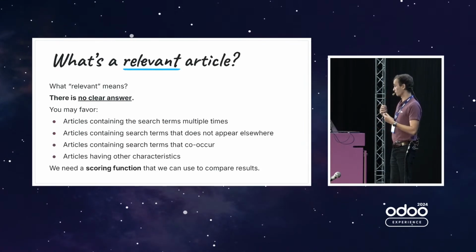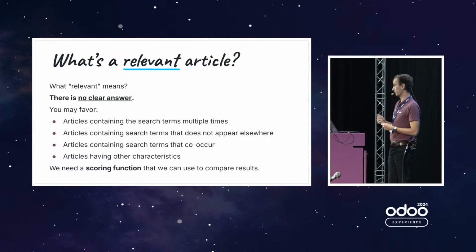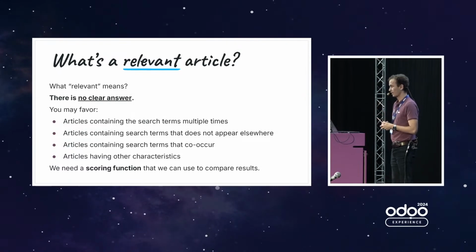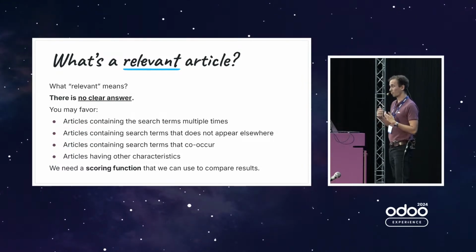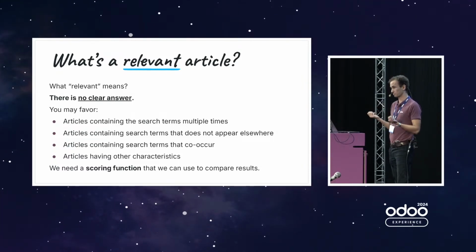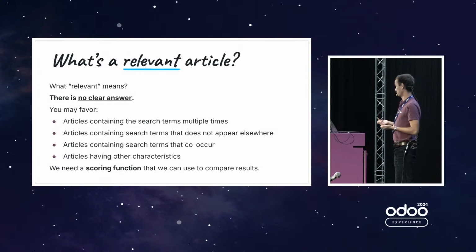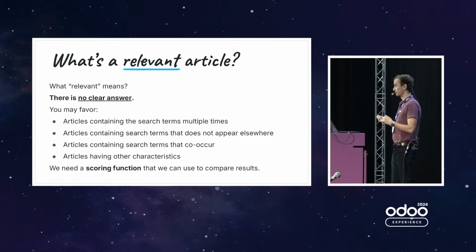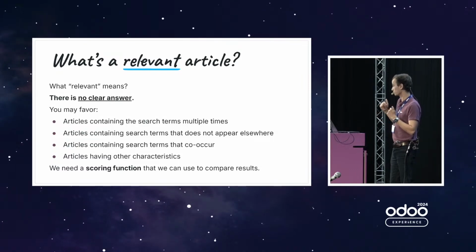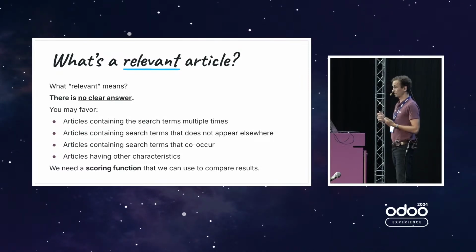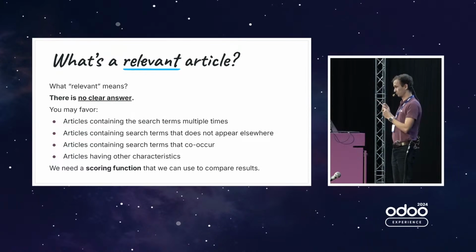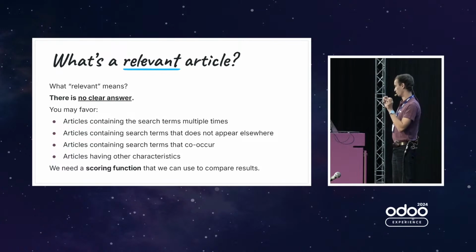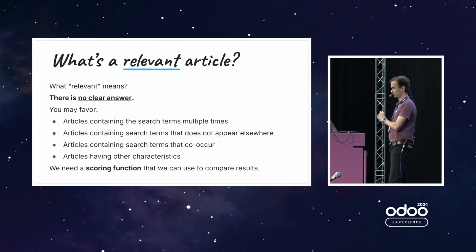The definition of what a relevant article is is actually quite blurry, because it's context dependent. And there is no clear answer of what relevant means. It's really subjective, and even in the scientific literature, there is no clear answer. Sometimes you may favor articles containing the search terms multiple times. Sometimes you just want to find a term that doesn't appear elsewhere. Sometimes you want search terms that co-occur in your document.